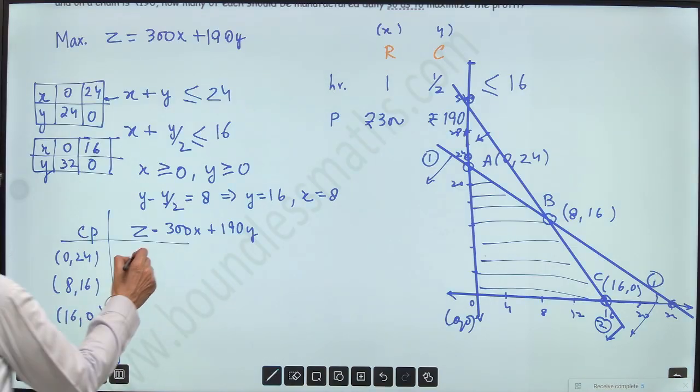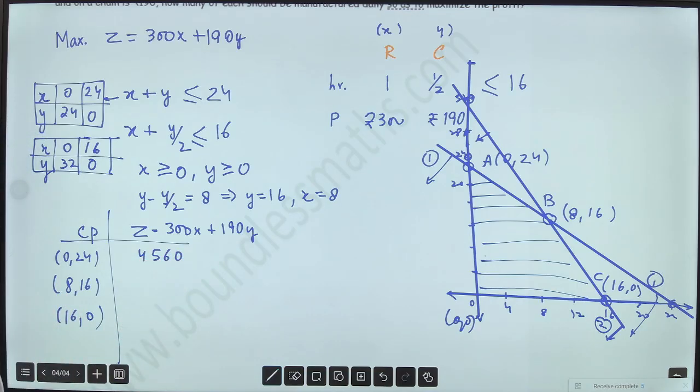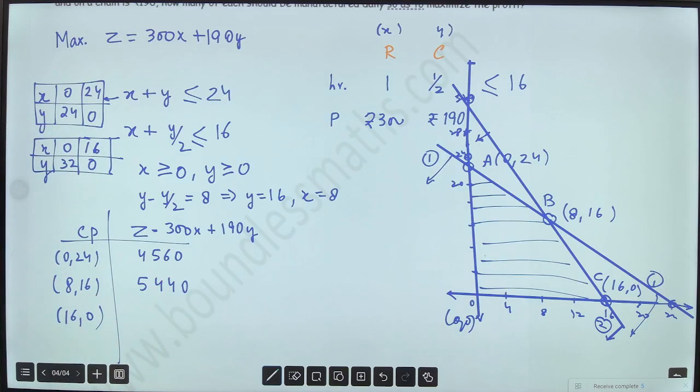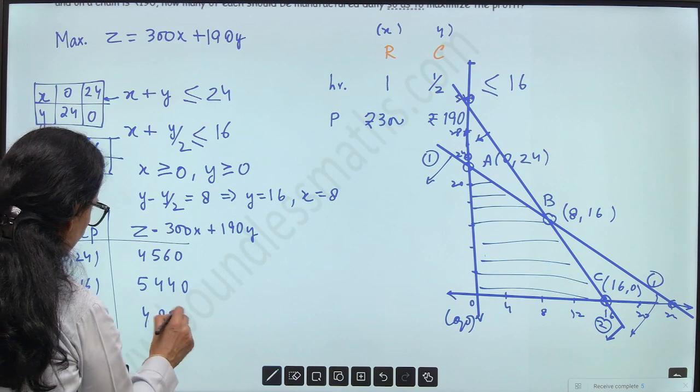So it is going to be 4560 here. 8 and 16, 8 3s are 24 and 16 into 19, 8 and 16. So it is going to be 5440 and then we have 16, 16 3s are 48. So y is 0, so it is 4800.